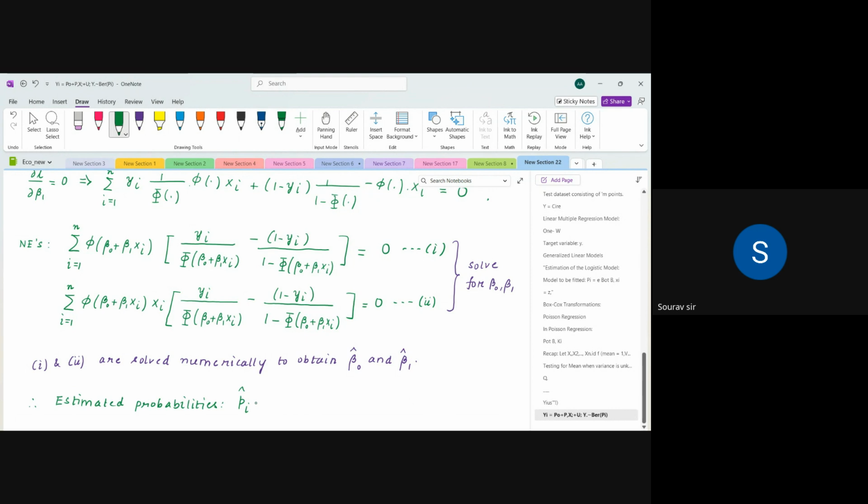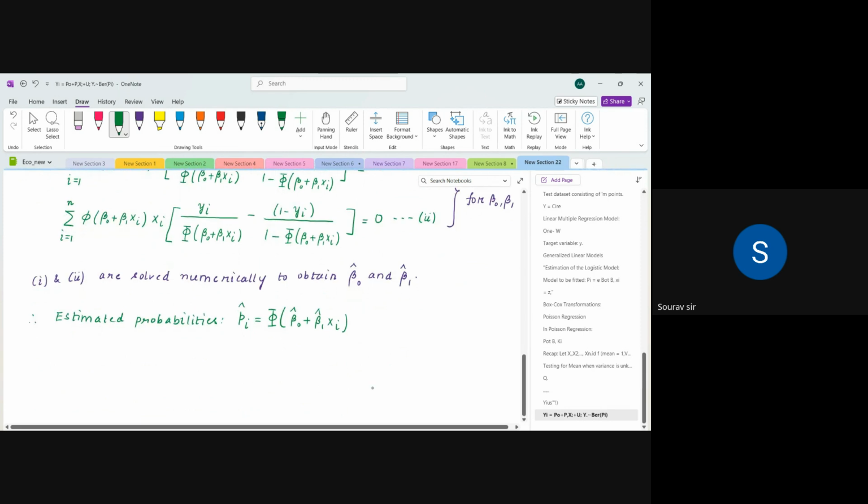Pi hat will be cap phi of beta naught hat plus beta 1 xi. So these are your estimated probabilities. अब अगर goodness of fit decide करना है तो what we'll do?